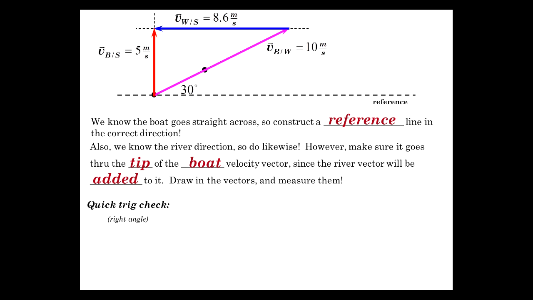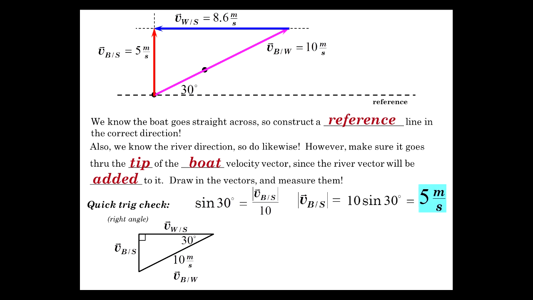Now, a quick trig check on this example is readily forthcoming because of the right triangle nature of this. So if we do this real quickly, we see a 30-degree angle here, and here's the various vectors: velocity boat shore, velocity water shore, velocity boat water. We know the hypotenuse, and we know this angle. So the sine of 30 is opposite over hypotenuse, which is VBS over 10. So VBS is 10 sine of 30, or 5 meters per second.